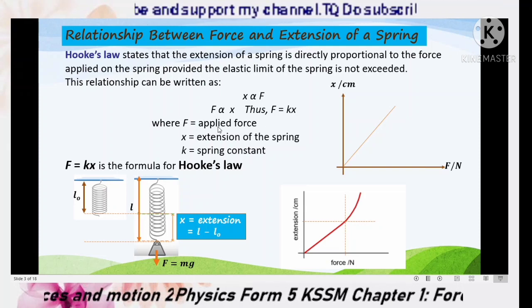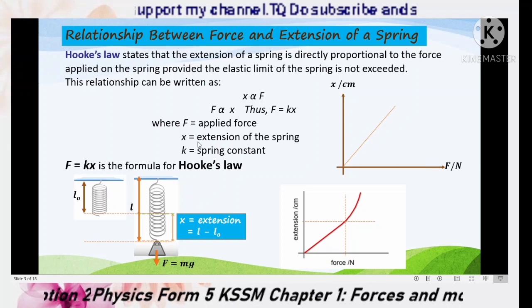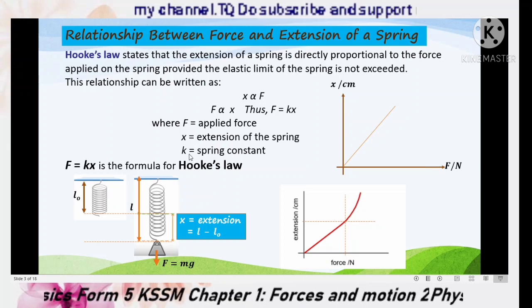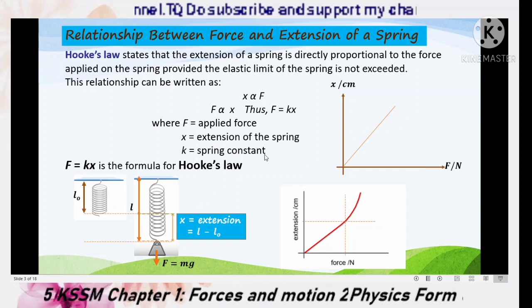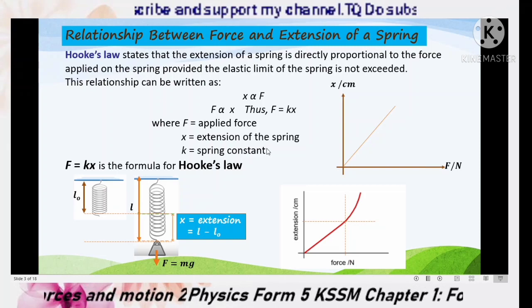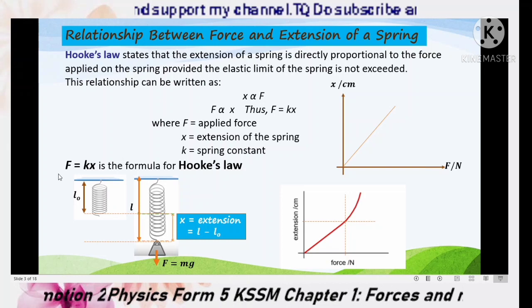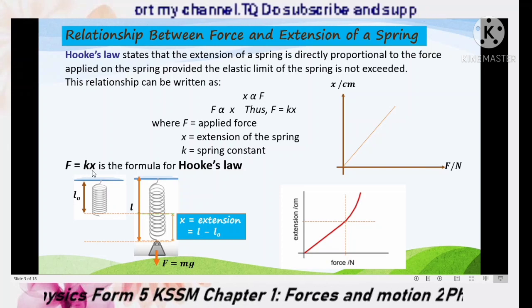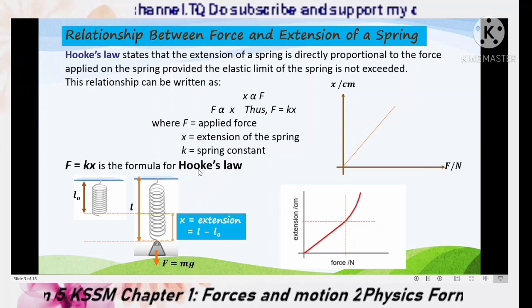where F equals the applied force, x is the extension of the spring, and k is the spring constant, also known as the stiffness constant of a spring. So this formula, F equals kx, is the formula for Hooke's law.